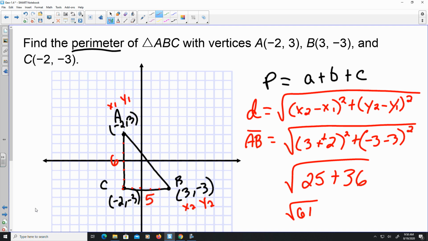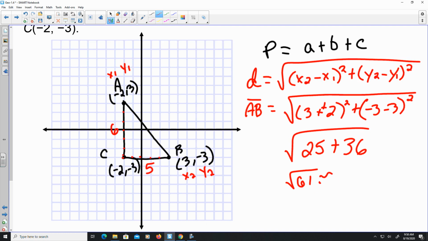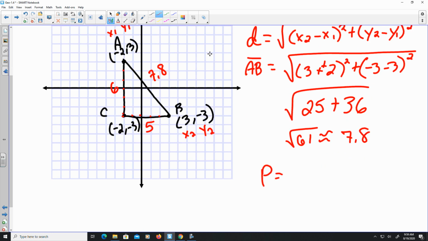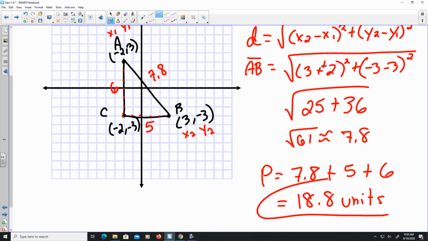And I will just give it an approximate value. Square root of 61 is about, we'll say 7.8. So this is 7.8. So to find the perimeter of this, it is going to be that 7.8, which we found, plus 5 plus 6. So 7.8 plus 5 plus 6 gives us a perimeter of 18.8 units.